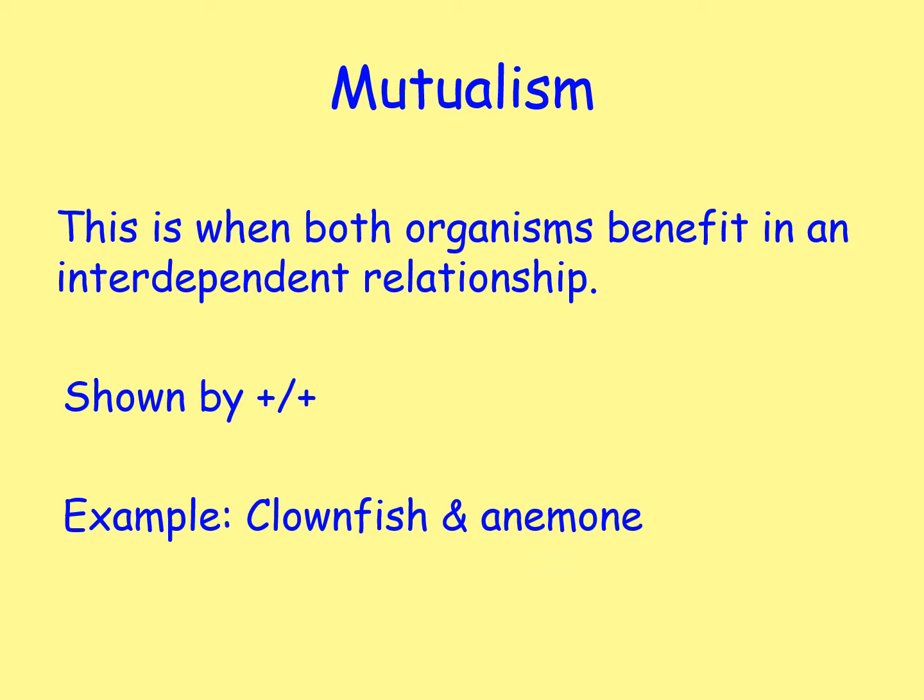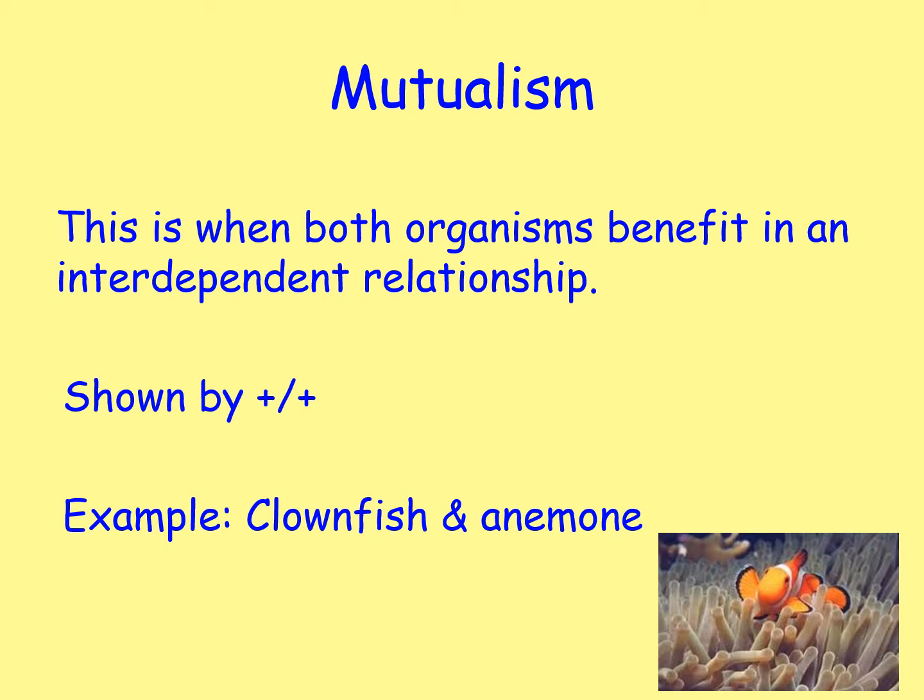A good example of a mutualistic relationship is that between a clownfish and an anemone. Within the mutualistic relationship, the clownfish benefits because it's provided with a home. The venomous tentacles of the anemone will provide the clownfish with protection from predators, and also the clownfish will benefit because it can eat the leftovers of the anemone's meal.